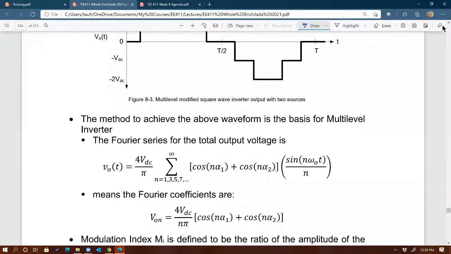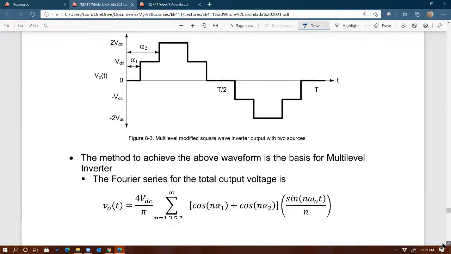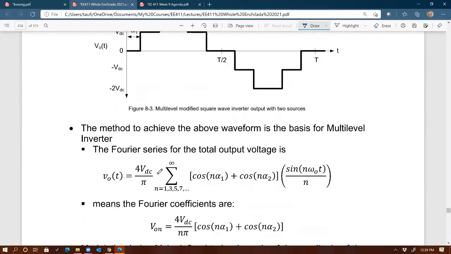So sticking with this example where I have two levels, two alphas, two DC levels. You can see that the equation for the Fourier series for that waveform consists of two alphas right there. So mathematically, for this example, the output voltage in the time domain is equal to the Fourier series, which is also with respect to time. So we are using a Fourier series to represent the function of this waveform.